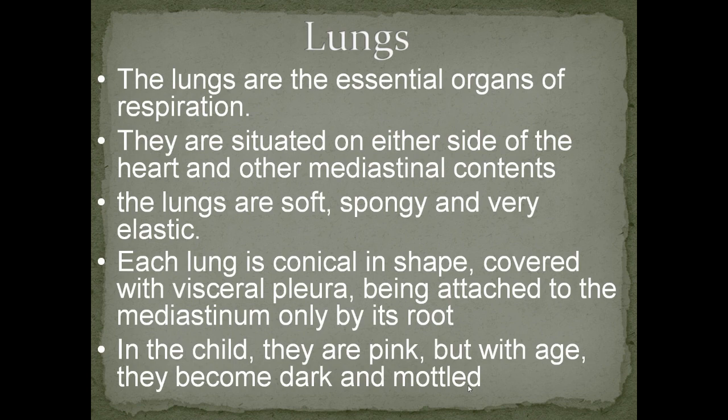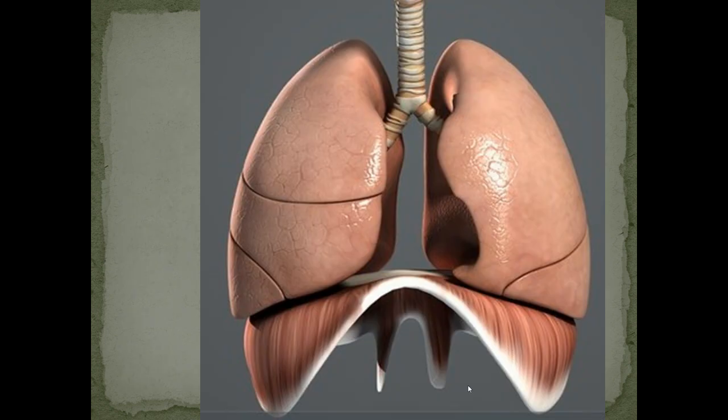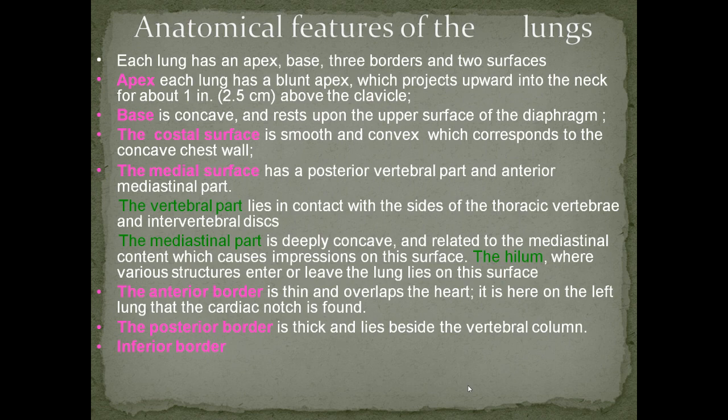We have studied how the lungs are useful for our body and what is the structure of the lungs, how they are represented in our body, and we studied the anatomical features: apex, base, costal surface, medial surface, vertebral part, mediastinal part, the anterior border, the posterior border, and inferior border.